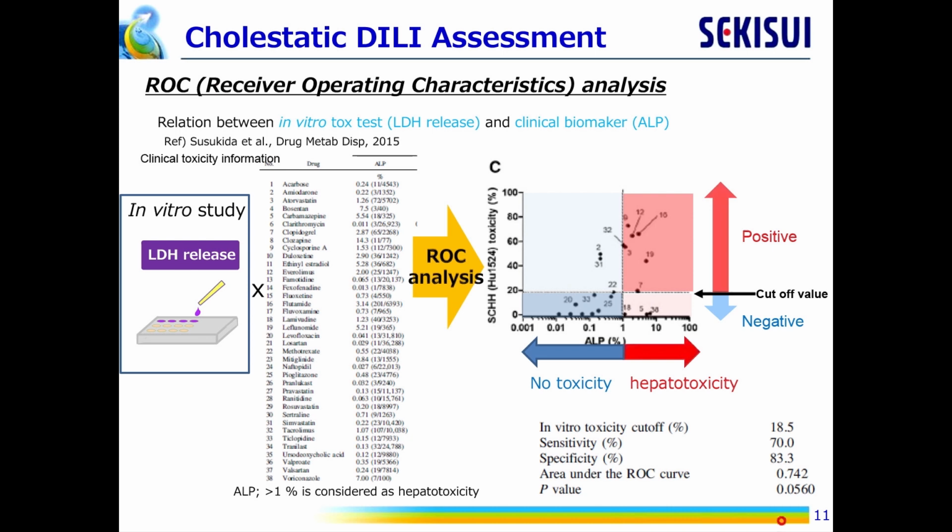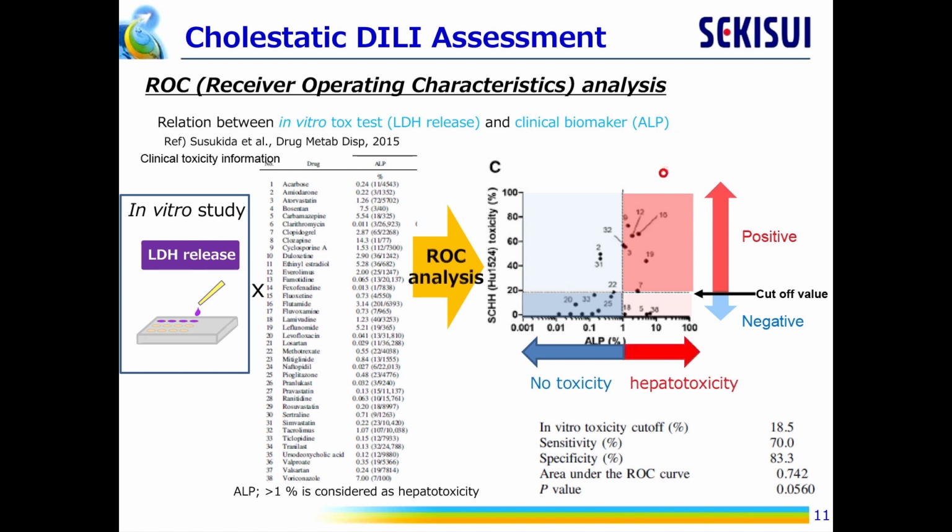In the next few slides, I'd like to explain in more detail the ROC, or receiver operating characteristic, analysis. This analysis uses in vitro data and clinical data to plot the curve using LDH release and alkaline phosphatase (ALP) increase to establish a hepatotoxicity threshold. ALP is a clinical biomarker that indicates disruption in bile homeostasis and/or bile duct injury. More than 1% increase is considered as liver toxicity.